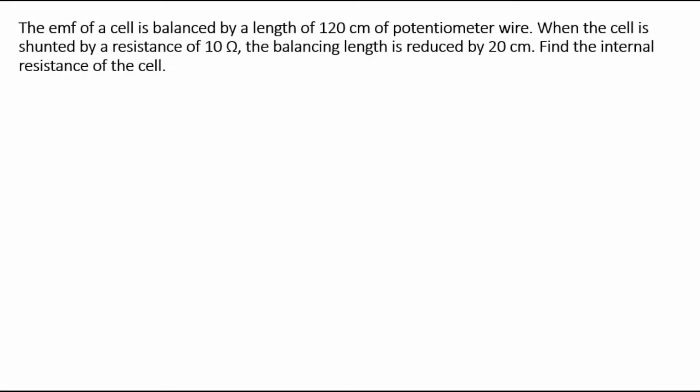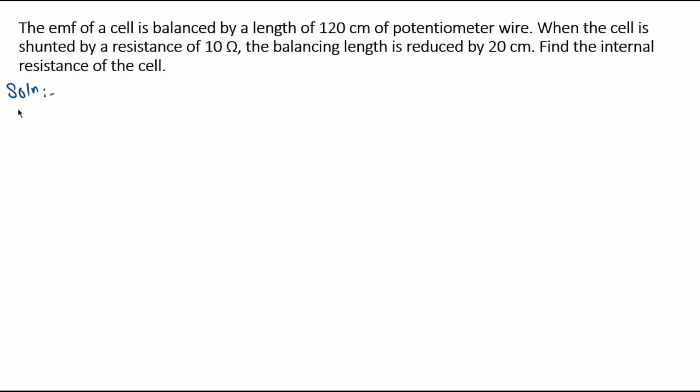The EMF of a cell is balanced by a length of 120 centimeter of potentiometer wire. When the cell is shunted by a resistance of 10 ohms, the balancing length is reduced by 20 centimeter. Find the internal resistance of the cell. So let's write the solution.